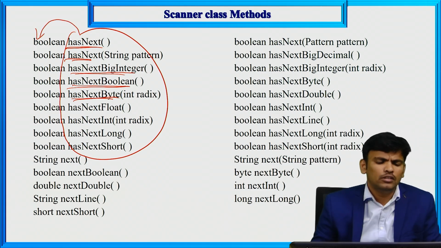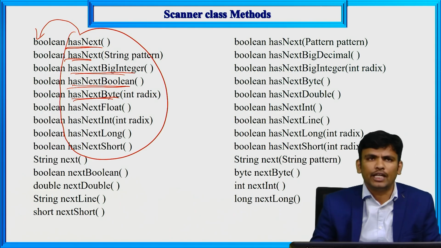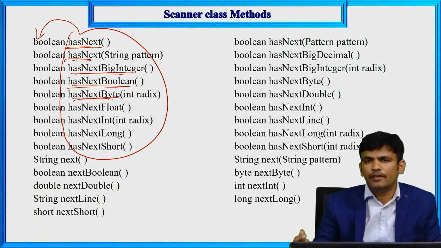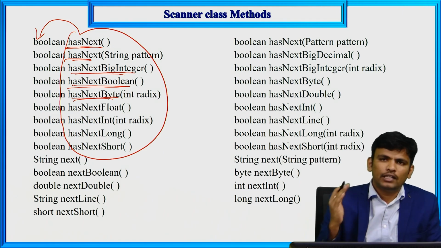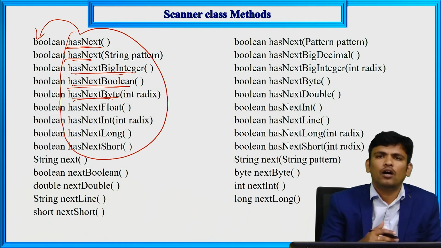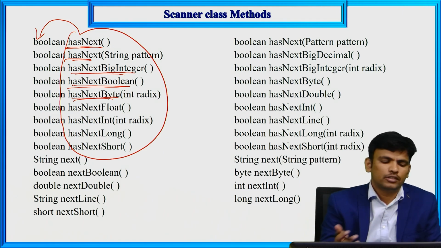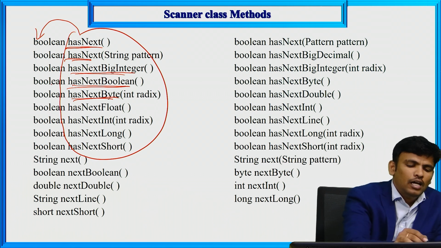So depending on your requirement, we can use any of these methods. Has means it will verify whether the given object is available or not. If it is available, it will return true, or if it is not available, it will return false. So that's why these methods are returning the boolean.